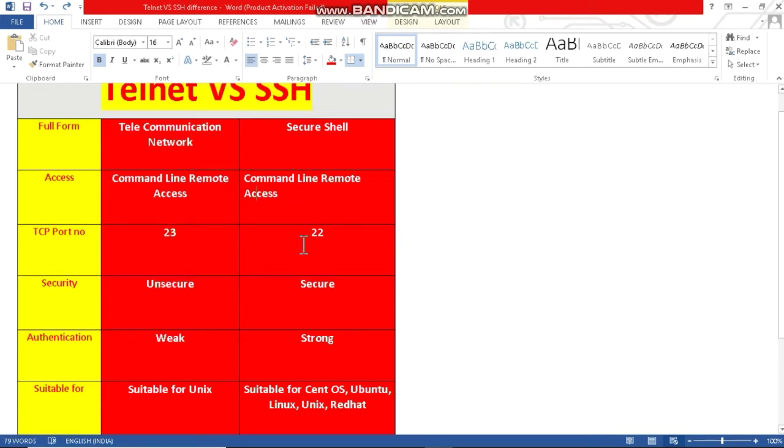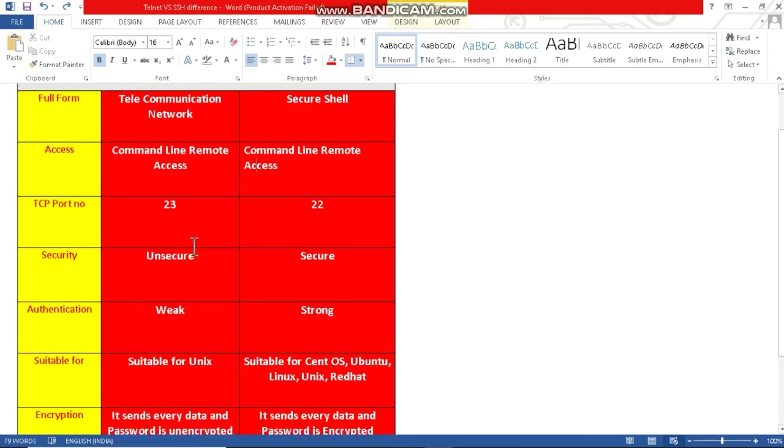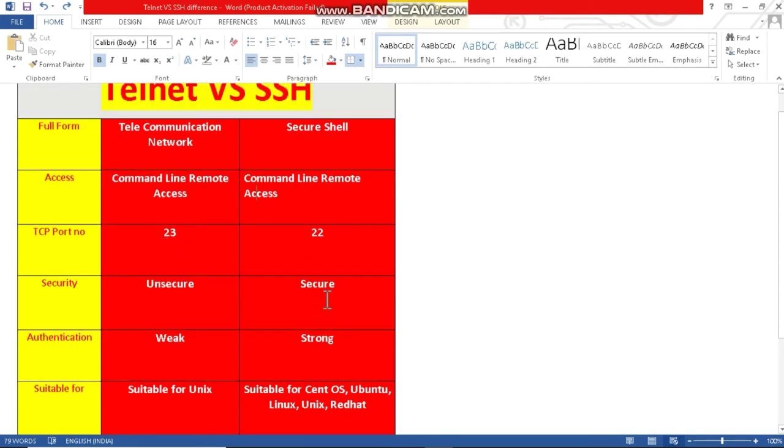is 22. Now let's talk about security. Telnet is unsecure and SSH is secure. Authentication: when we are talking about authentication, Telnet does not get much authentication, that's why it is weak authentication, and SSH gets much more authentication, that's why it is strong authentication. Suitable for: Telnet is suitable for Unix, and SSH is suitable for CentOS, Ubuntu, Linux, Unix, and Red Hat.